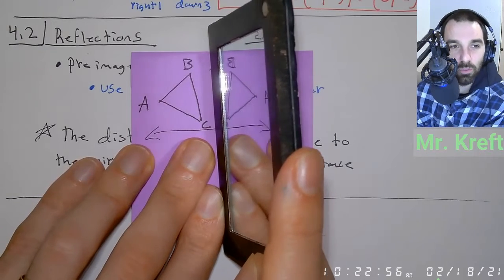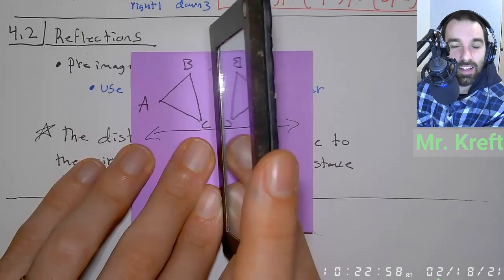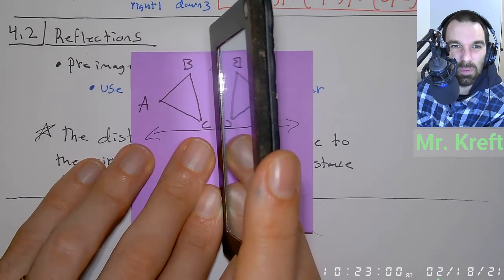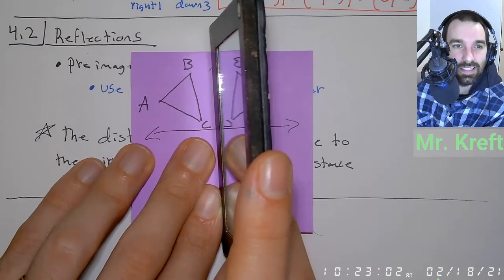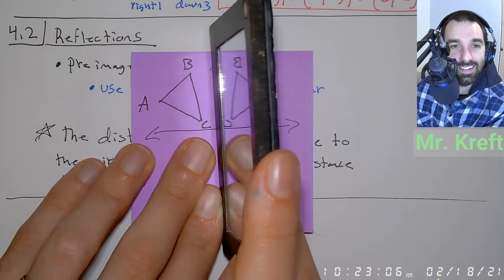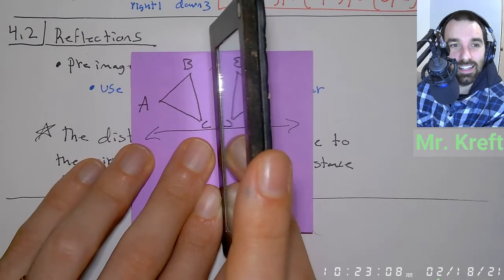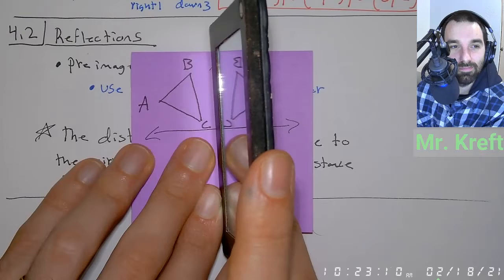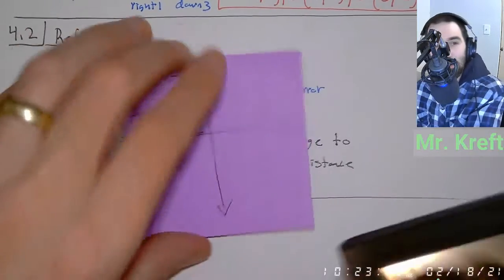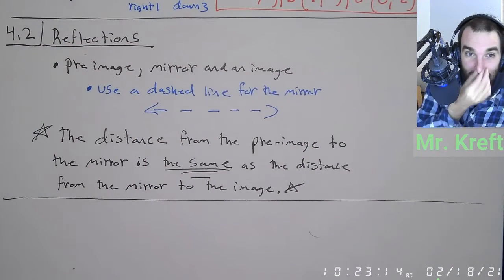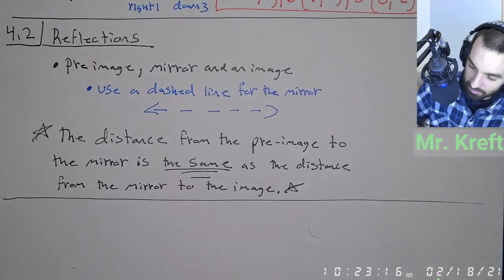So that's the physics behind it. That's what's going on. The physics of it is the perpendicular distance, and we use perpendicular because it's the shortest distance, right? The perpendicular distance is the same on either side of the mirror. Okay? All right, cool. So that was my little example, what I can do from home.